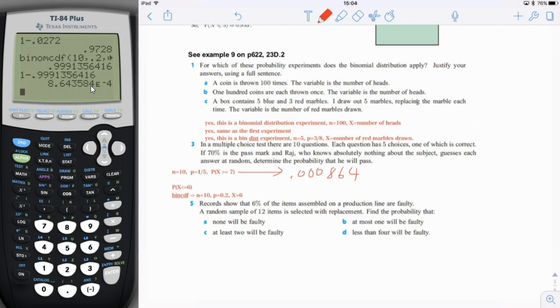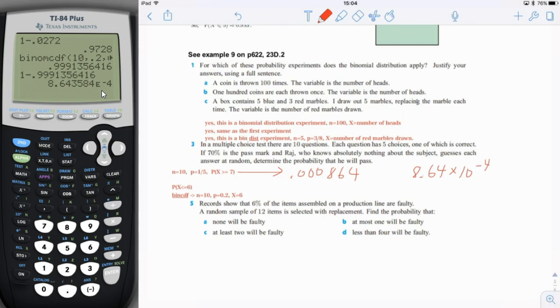Make sure that when you write an answer in scientific notation on your test, you never copy this as is. It makes it look like you don't know what you're doing. Write it instead as real scientific notation. So you're going to write 8.64 times 10 to the negative 4. Don't write e to the negative 4.